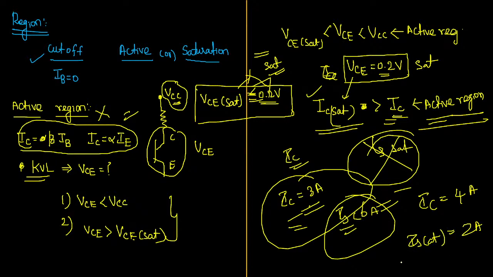I get only 2 amperes, sir. So what does that mean? When the normal case value is greater than this value, only in that case will the transistor be entering into the saturation region. Saturation means drained, you can assume it like this, it is draining. So its value will always be less than the value of the active region.